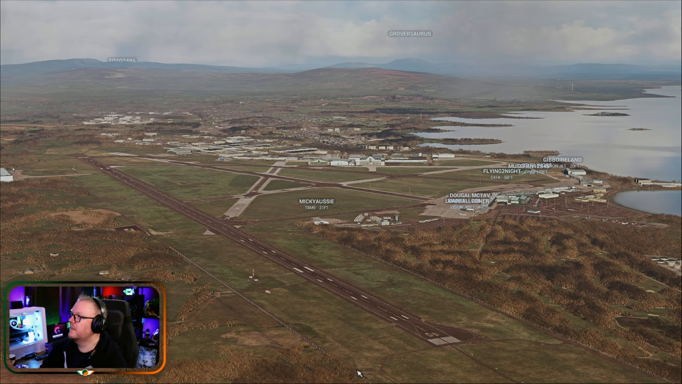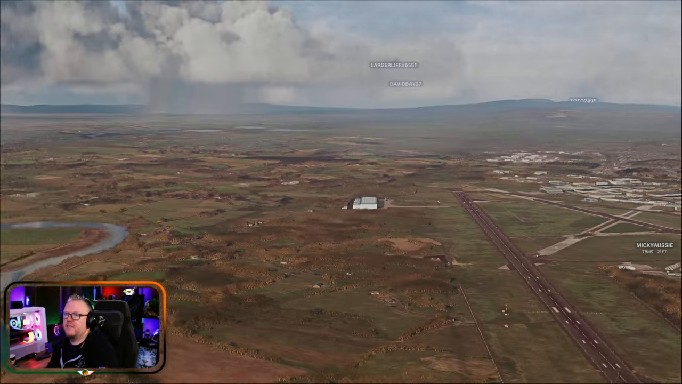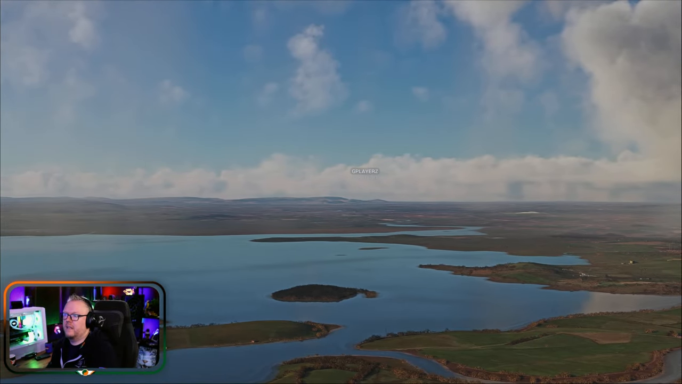Wait, where's the button? Groversaurus is one of them. David Bay and Larger Life, is it doing well? It's doing very well. And G Players, yeah.